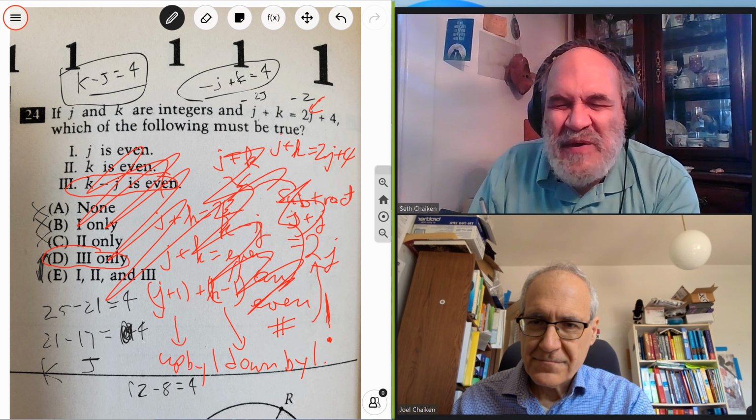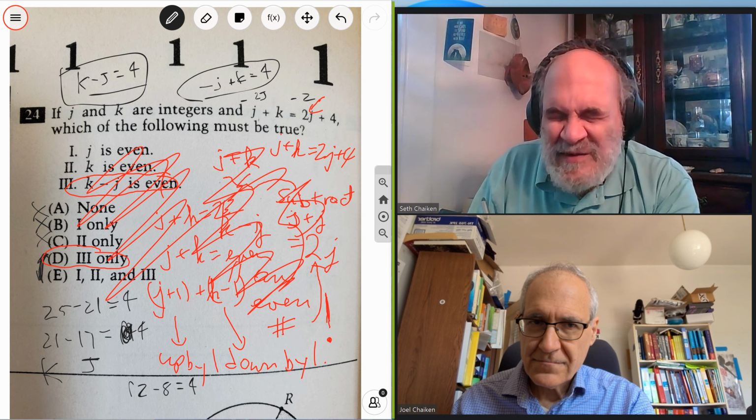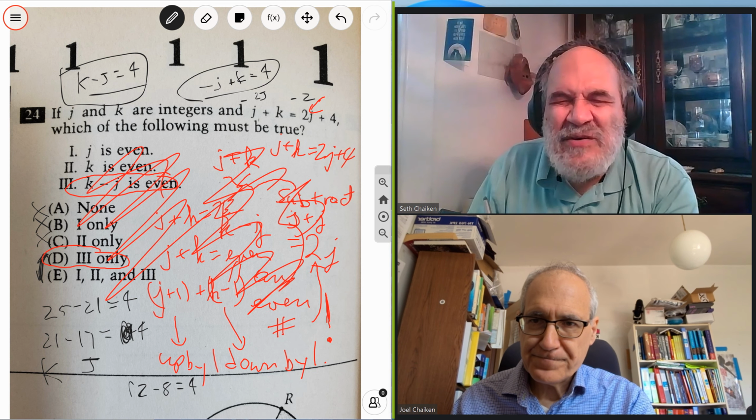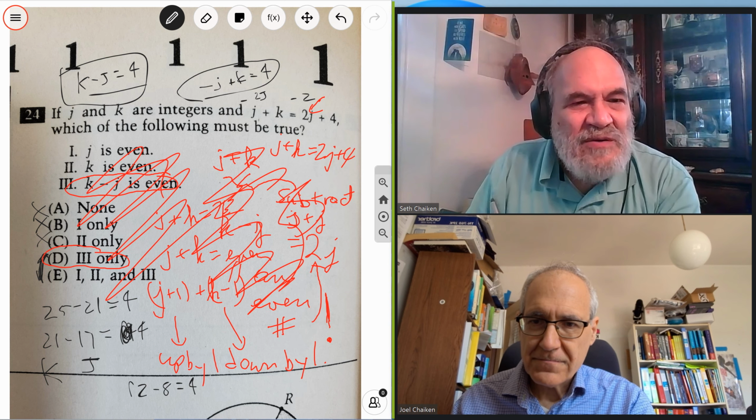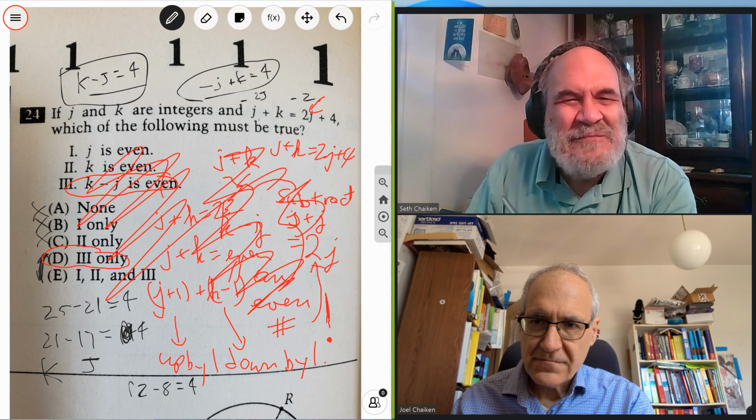So they might both be even. They might both be odd. But if one is even and the other is odd, then the sum is odd. So they have to have the same parity. Which means that their difference is even. So 3 is the answer.